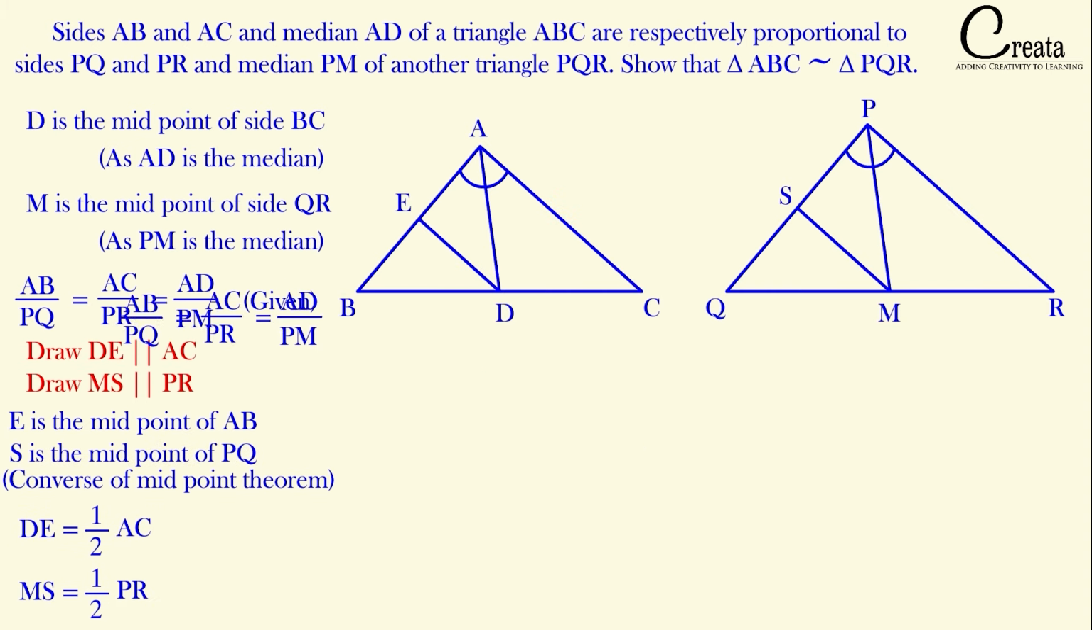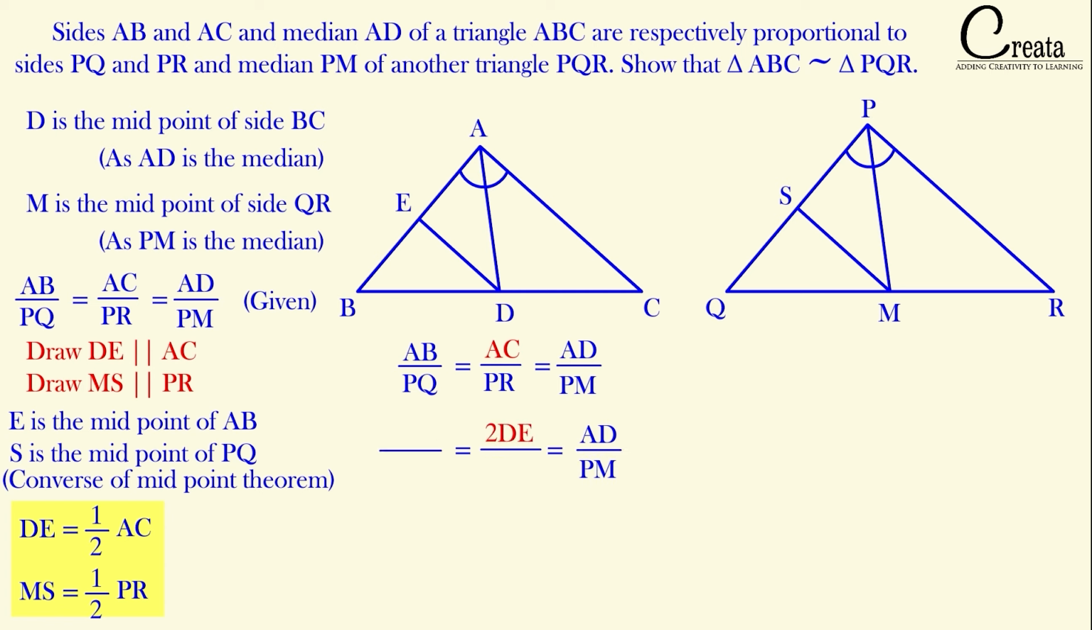Further, let's take the given part. This is the given equation in the question. Here let's replace AC with twice of DE and replace PR with twice of MS. Further, we know E is the midpoint of AB, so AB will be twice of AE. Similarly, S is the midpoint of PQ, so PQ will be twice of PS. Here 2 and 2 will cancel out, and this 2 and 2 will also cancel out.